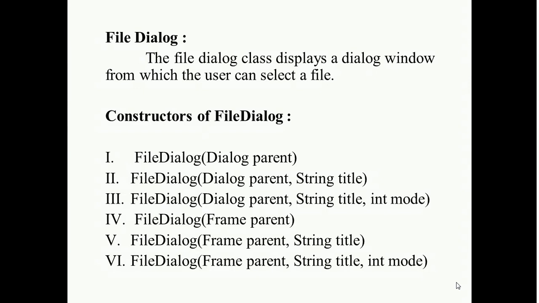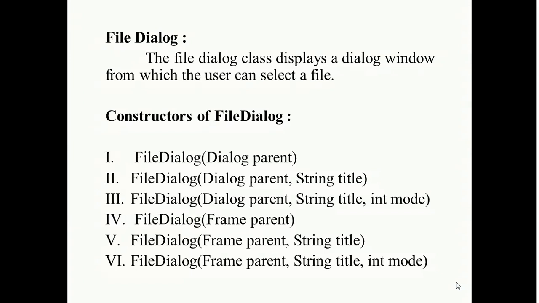File dialog box is a class that is used to display a dialog window from which the user can select a file. Means the file dialog control shows the dialog box to select a file. For selecting a file, the file dialog box is used. So file dialog box is a class for displaying a dialog window from which the user can select a file.